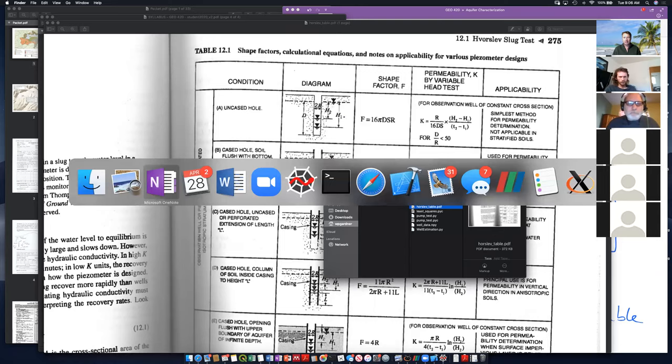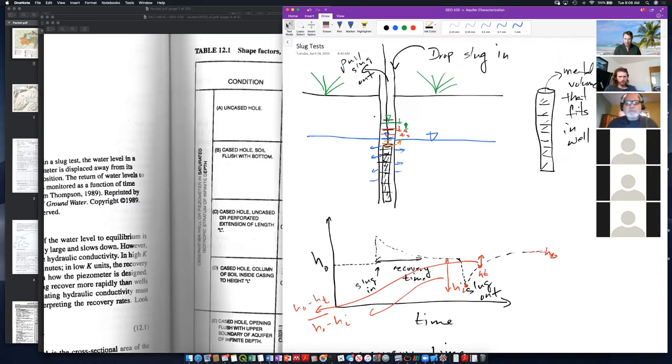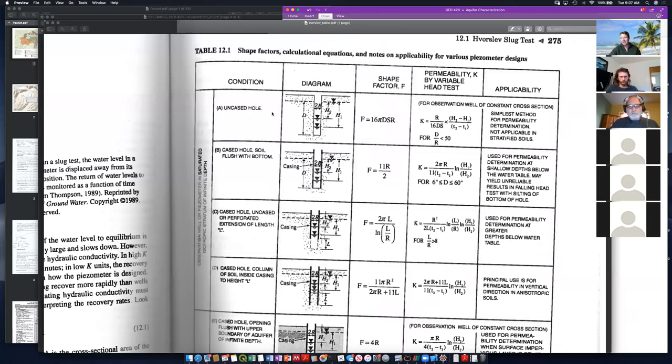So if I come back here to my drawing, if I've got this well and it's screened, all right, as it is, it's screened across the full water table. All right, that acts essentially like there's no casing. There's nothing to impede water flow. The screen is basically just keeping the dirt from collapsing into the hole, but there's free water movement all up and down this pipe, in and out of the aquifer. So uncased hole is the same as fully screened.